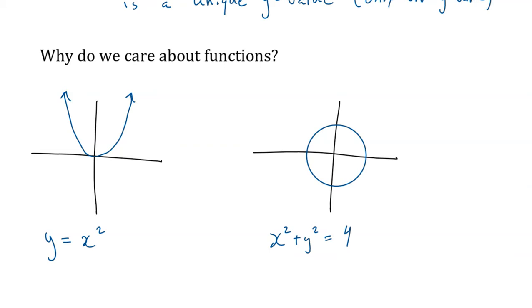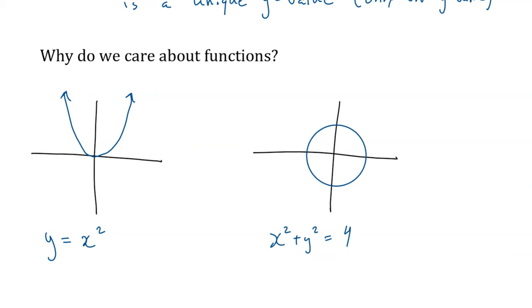One of these is a function and the other one isn't. So parabolas, quadratics are functions. Circles are not. Why are circles not functions, and who cares?